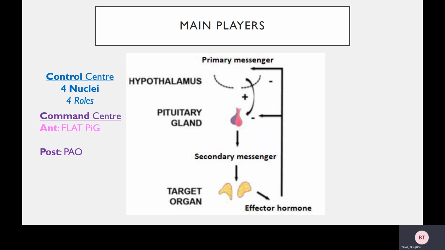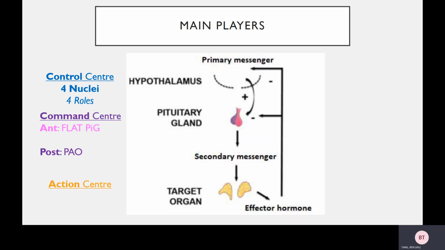And we'll go over these acronyms, flat pig and POW, but they basically cover the hormones that these 2 different parts influence. Lastly, like I said, it's a target organ, so it's whatever action center there is, a thyroid, adrenal cortex, or your testes or ovaries for the sex hormones. So we'll just go over them quickly, and we'll revisit this kind of 3-player circuit in a bit. So we'll start off with the hypothalamus.